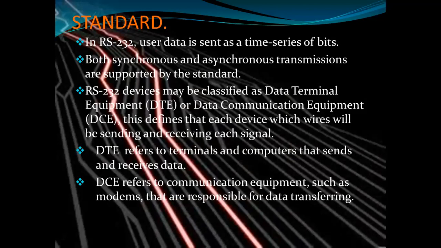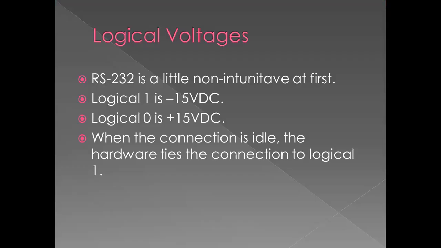RS-232 devices may be classified as Data Terminal Equipment, DTE, or Data Communication Equipment, DCE. This defines which wire each device will use for sending and receiving each signal. DTE, data terminal equipment, refers to the terminals and computers that send and receive the data. DCE refers to communication equipment such as the modem that is responsible for data transferring.